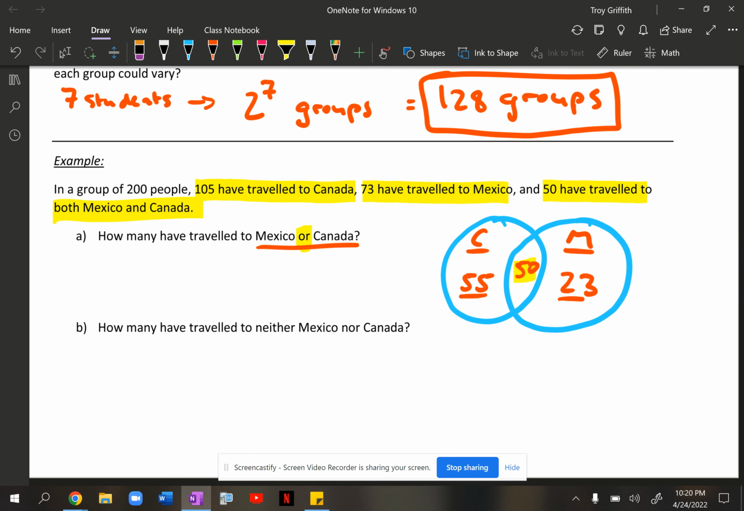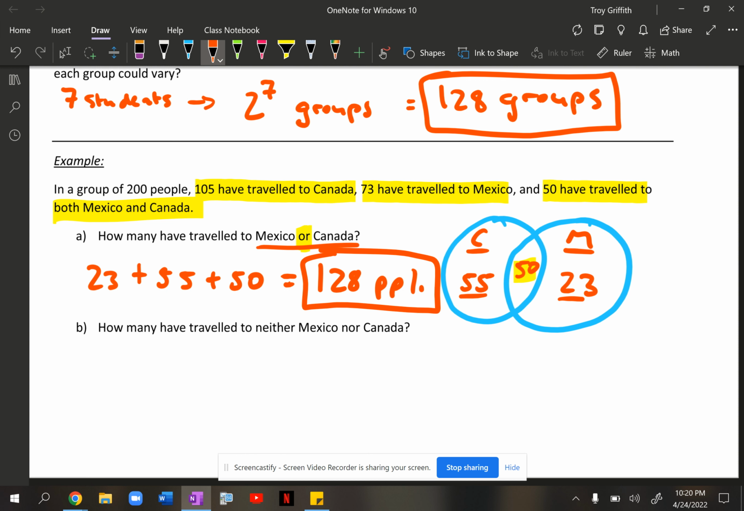So if I wanted to figure out how many people have traveled to Mexico or Canada, I want to talk about the total number of people that have been to just Mexico, which would be 23, plus the total number of people that have been to just Canada, which is 55, plus the total number of people that have been to both. And when I add all these together, I get 105 plus 23, which is 128 people. Okay, so there are 128 people that have been to either Mexico or Canada, or, as we said, both, which falls into this category as well.